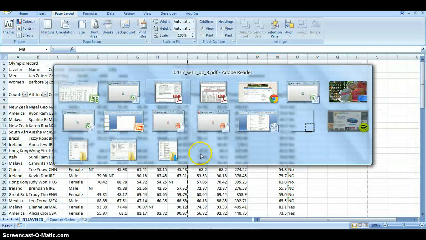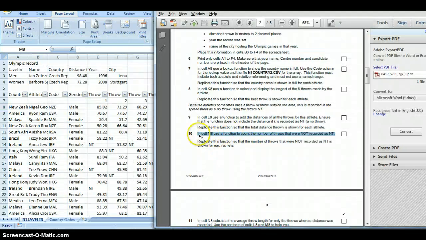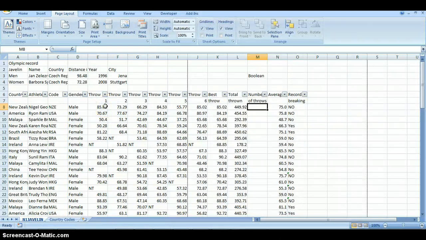Okay, so let's move on to the next stage. I'm going to start with number 10 here. In cell M8, use a function to count the number of throws that were not recorded as NT. So in other words, count the amount of good throws that each athlete had. So we're going to need to discount the NT in there somewhere.